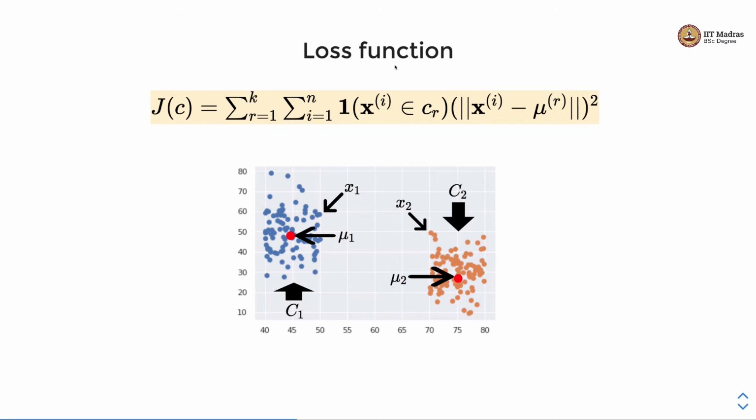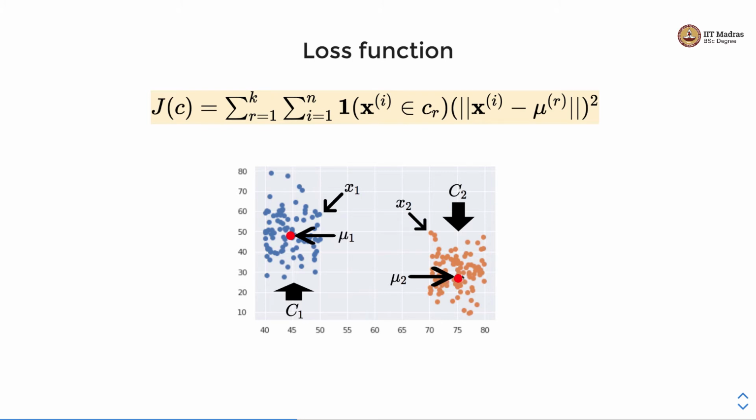So we define the loss function in form of what is called as sum of squared errors. So we sum for all k clusters. For each cluster we find what is the error, and the error is basically the square of distance between the points in that cluster and the centroid of that cluster. So that is basically the error for every cluster, and we sum of these errors across k different clusters.